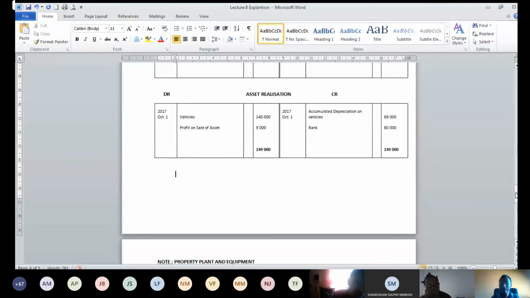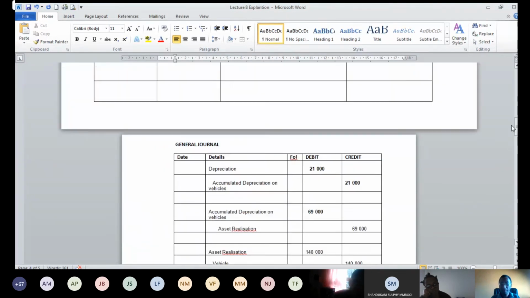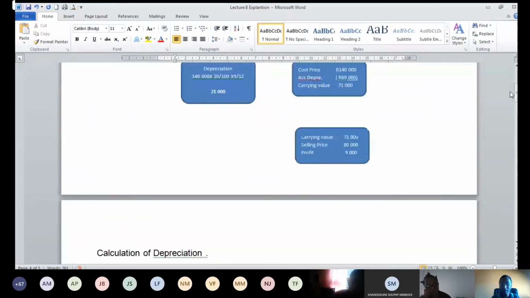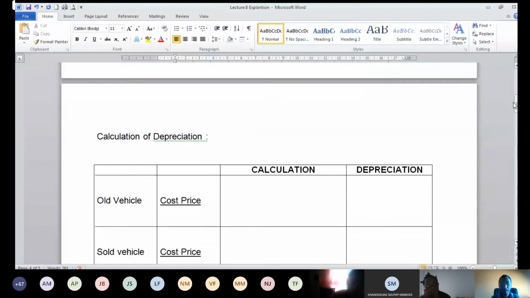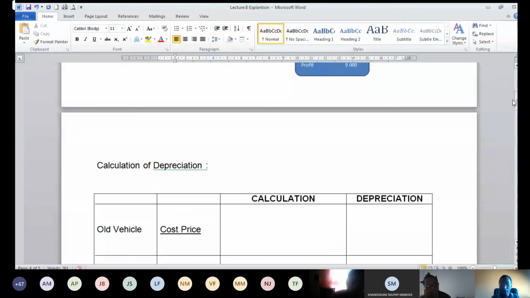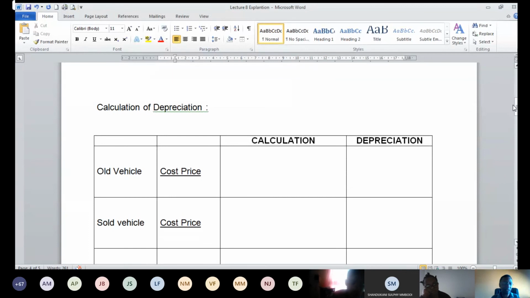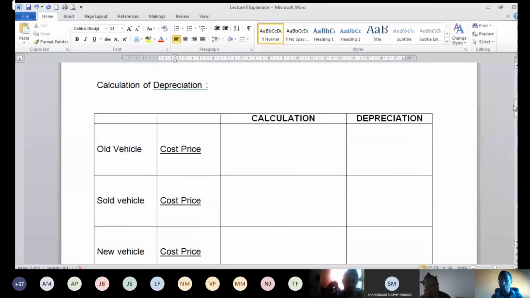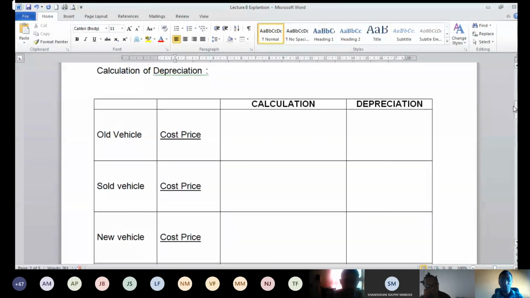So we have applied the 5 steps there of asset realization. Back to our explanation now again, guys. And if you go back to your notes now, there is a step number 6, which deals with the calculation of depreciation at the end of the financial year. Now, let me first go through with you guys and show you how we are now going to calculate the depreciation at the end of the financial year.